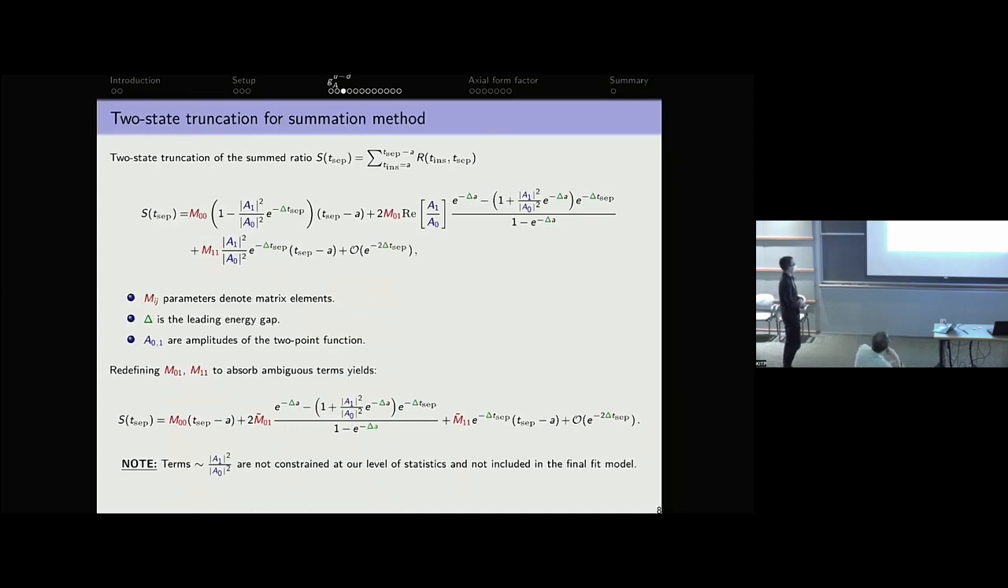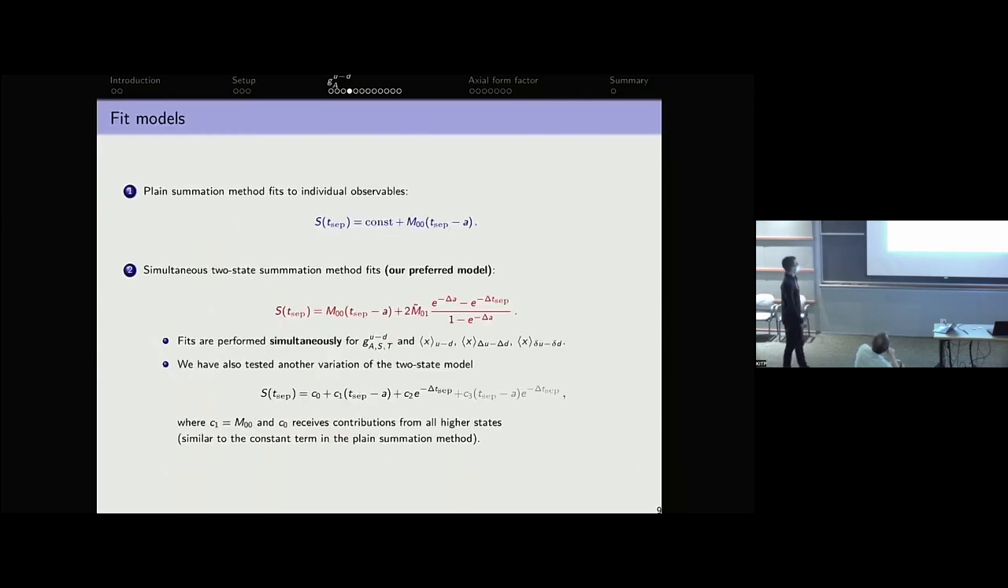So if you consider the two-state truncation for that, you get a more complicated expression, where these M_ij parameters are matrix elements. So again, M00 is the ground state matrix element. Then Delta is the leading energy gap, and you have these amplitudes, or rather ratio of amplitudes of the two-point function. You can redefine these terms to absorb some of the ambiguous terms up here, then you get a somewhat simpler expression. And in principle, this could now be fitted to our lattice data, but if you do that, you still find that some of these terms are not constrained at our present level of statistics, so we do not include them in the final fit model. And in the end, we use two fit models. One is the standard or plain summation method, and then we use these two-state fits that can be performed simultaneously for all these 6 observables. To mention that, you can also do a slight variation of this fit model where you add this constant C0 here that again receives contributions from all higher states. That's in some sense more similar to the original summation method.